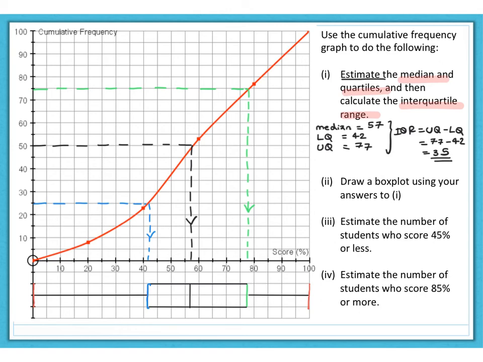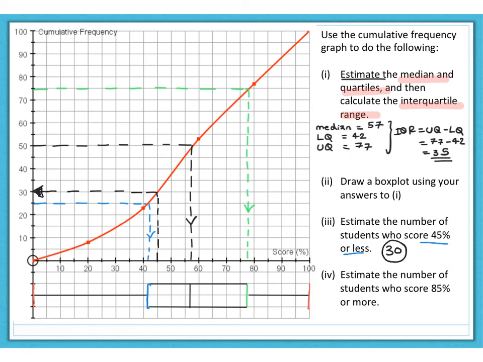Now, we're going to estimate the number of students who score 45% or less using our cumulative frequency graph. So I'm very simply going to find a score of 45%, which is here. And this time I'm going to go up to the graph and across to the cumulative frequency like that, and it comes to 30 students. So that's approximately 30 students who score 45% or less.